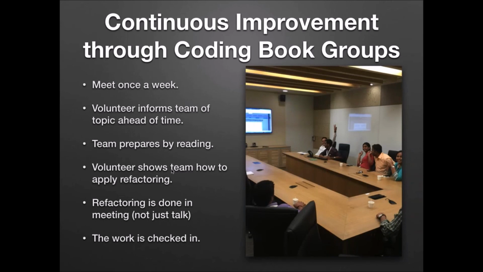One way that we did it is we created a coding book group where we meet once a week. Ahead of time, one person on the team picks one refactoring pattern from the book to demonstrate to the group and then demonstrates it. So we met once a week for an hour. Somebody prepared ahead of time one of the refactorings and demonstrated it in code, not talking about it, but doing it. Because refactoring is kind of like math.